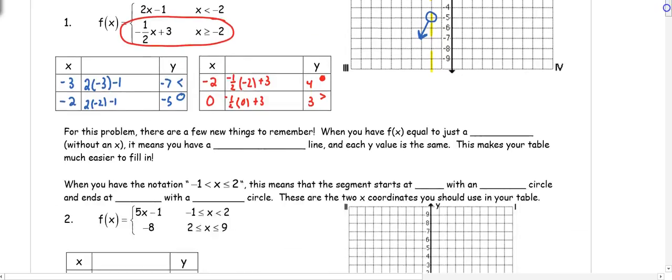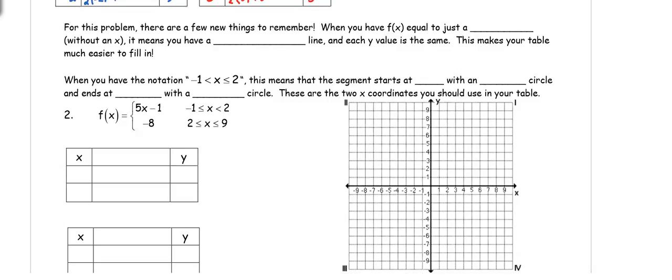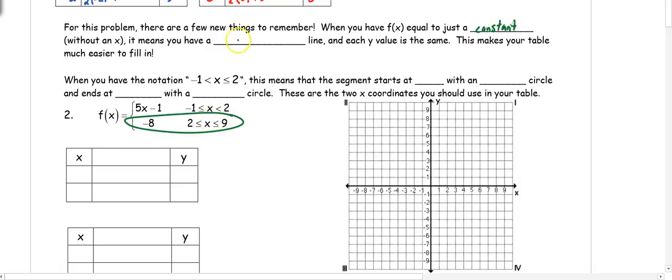So let's try another piecewise function. For the problem below, there's a few new things to remember. When we have an f of x equal to just a constant without an x, like down here, this means that we're going to have a horizontal line for each y value. No matter what x value it is, the y value is always going to stay the same.